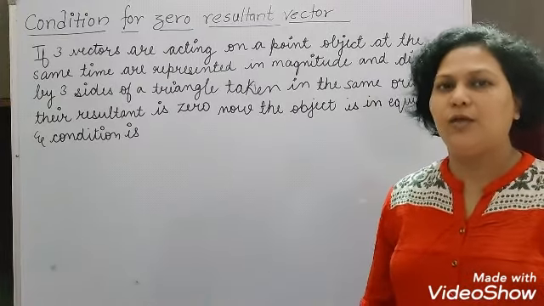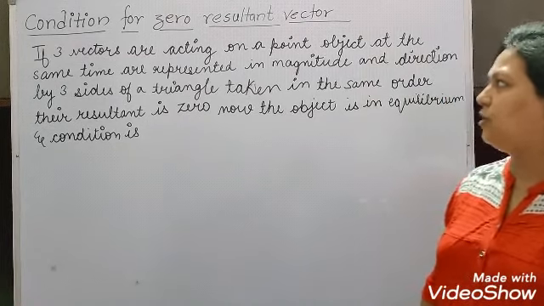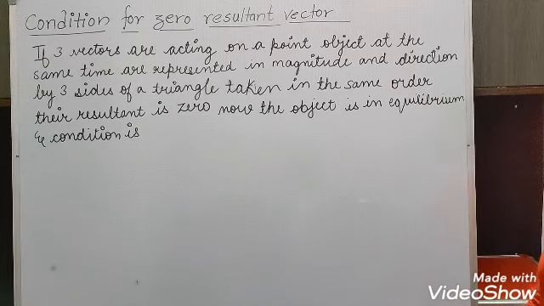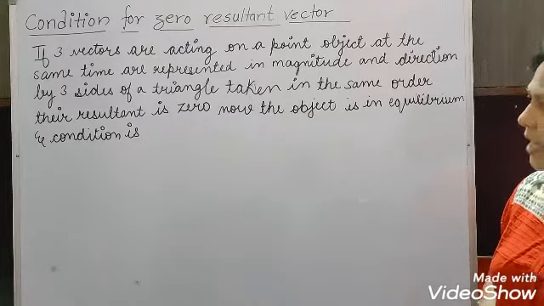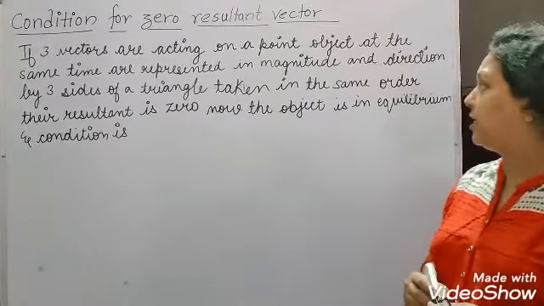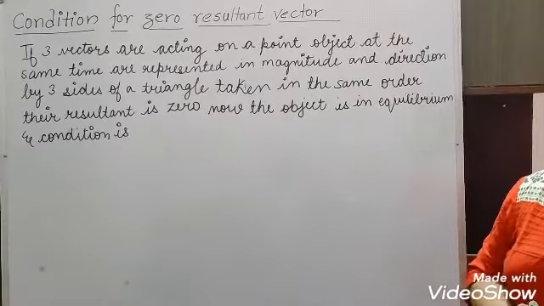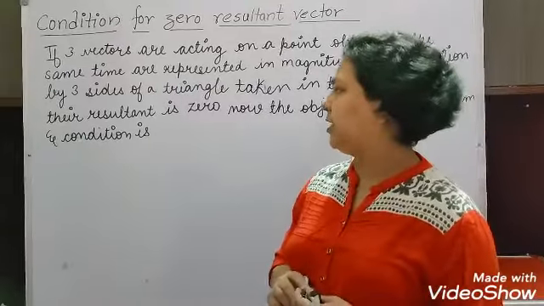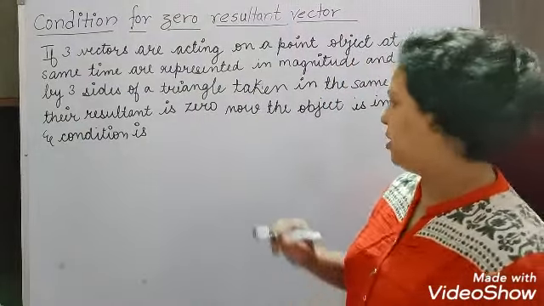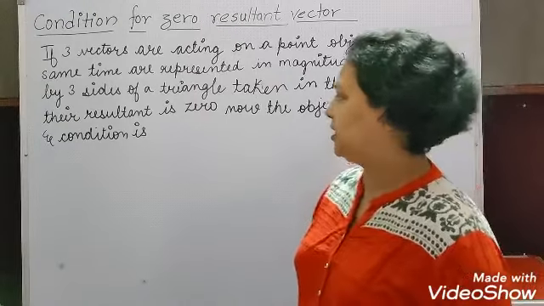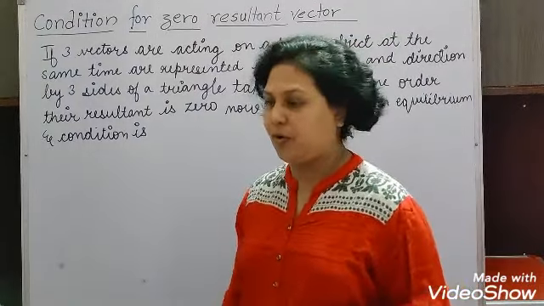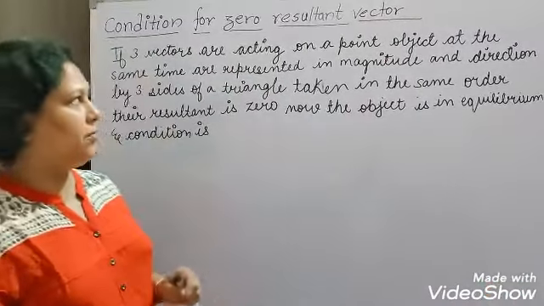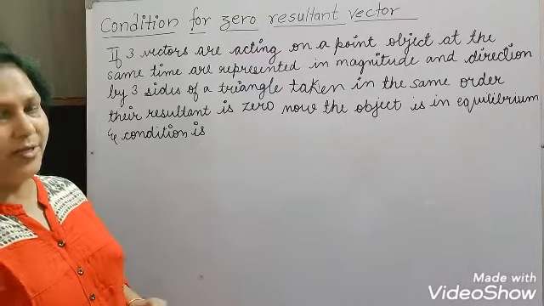Hello students, today we will see the condition for zero resultant vector. If three vectors acting on a point object at the same time are represented in magnitude and direction by three sides of a triangle taken in the same order, their resultant is 0. Now the object is said to be in equilibrium. So this is the condition where we will get the zero resultant vector.